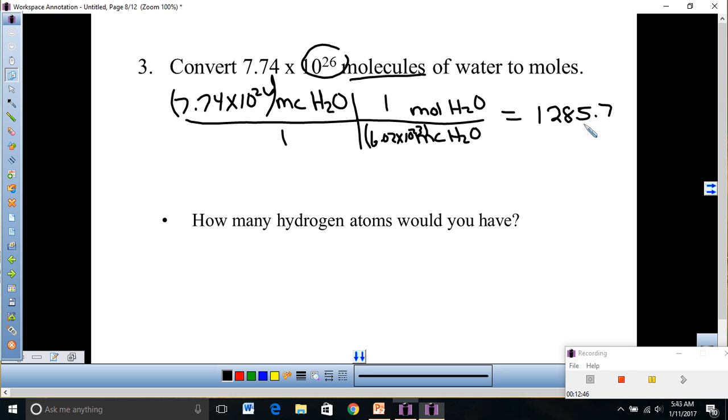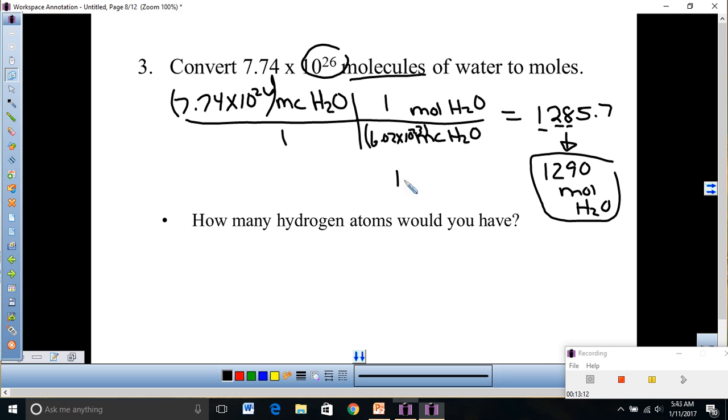We're going to round this, so we could do it 2 ways. We could put it in scientific, or we could just round it for sig digs. This is 3 significant digits. To make this have 3, we could round this to 1,290, and then that would be the moles of water.